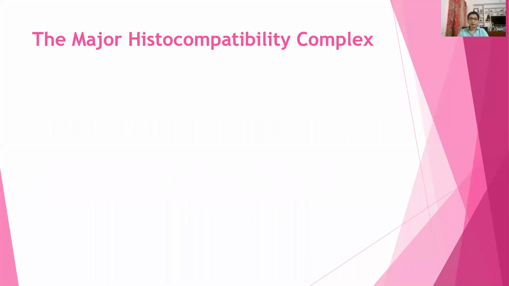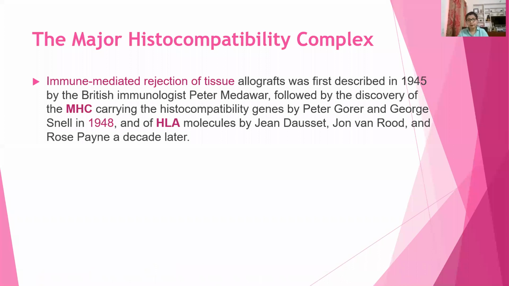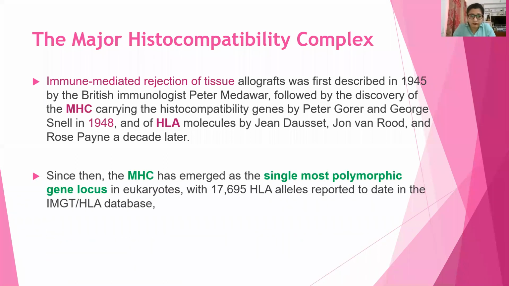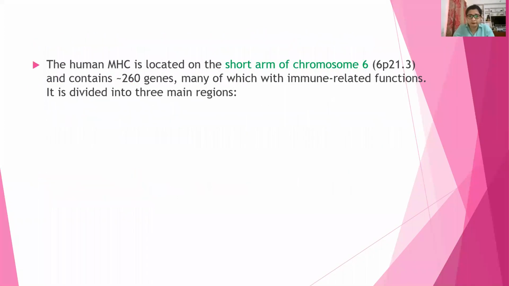Now coming on to the major histocompatibility complex. So, सबसे पहले, when was the immune-mediated rejection of the tissue described? It was in 1945, before our independence. उसके बाद MHC recognize हुआ 1948 में, और HLA molecules कब recognize हुए? In the late 50s. Since then, MHC has emerged as the single most polymorphic gene locus in eukaryotes.